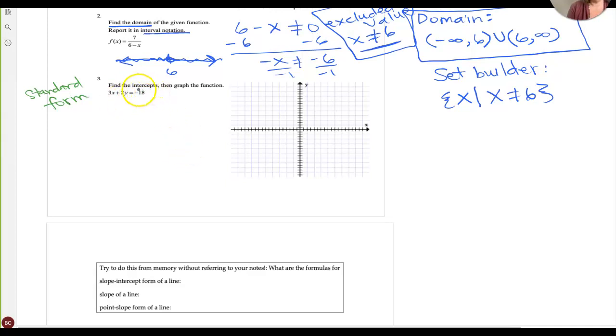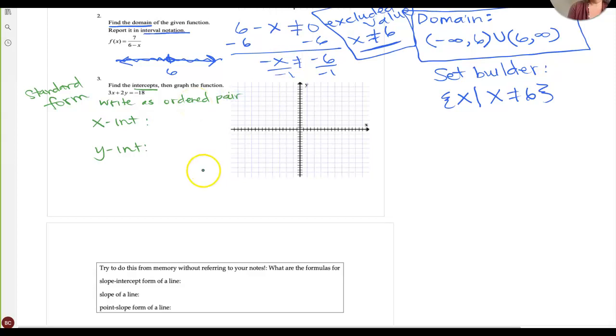And when it's written in standard form, it's a little bit easier to find the intercepts, right? So it's asking me to find an x-intercept and a y-intercept. And again, on the test, it will be a little bit more specific than this, and it'll say to write them as an ordered pair. And that just means a point.